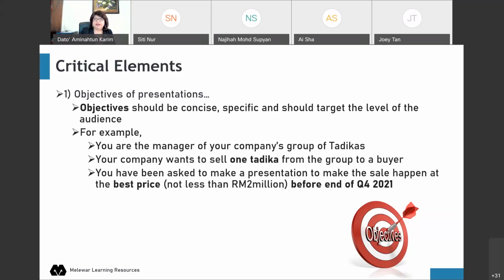Concise and specific, right? For example, I'm sharing an example. You are the manager of your company's group of tadikas. That means your company has a group of tadikas. They want to sell only one tadika from the group. See, it's precise, right? One tadika. And you have been asked to make a presentation and to sell the tadika for the best price. The best price is not less than 2 million ringgit. You have a specific period there, before the end of Q4 2021.